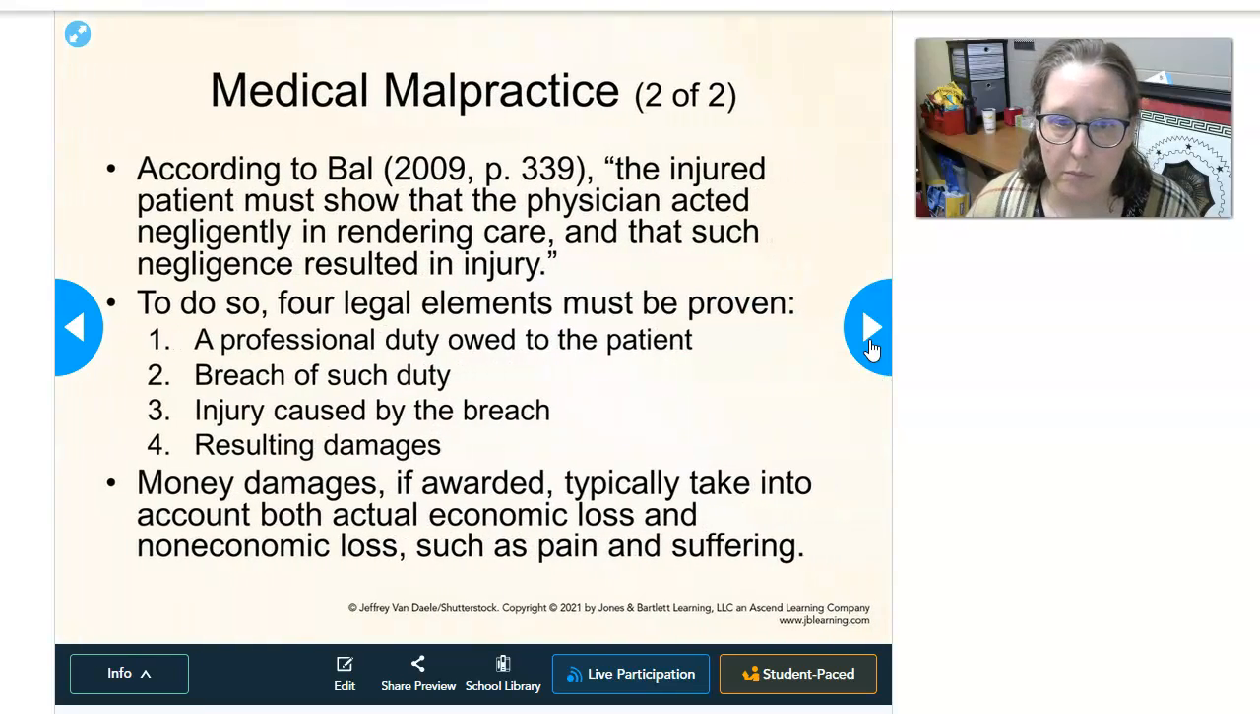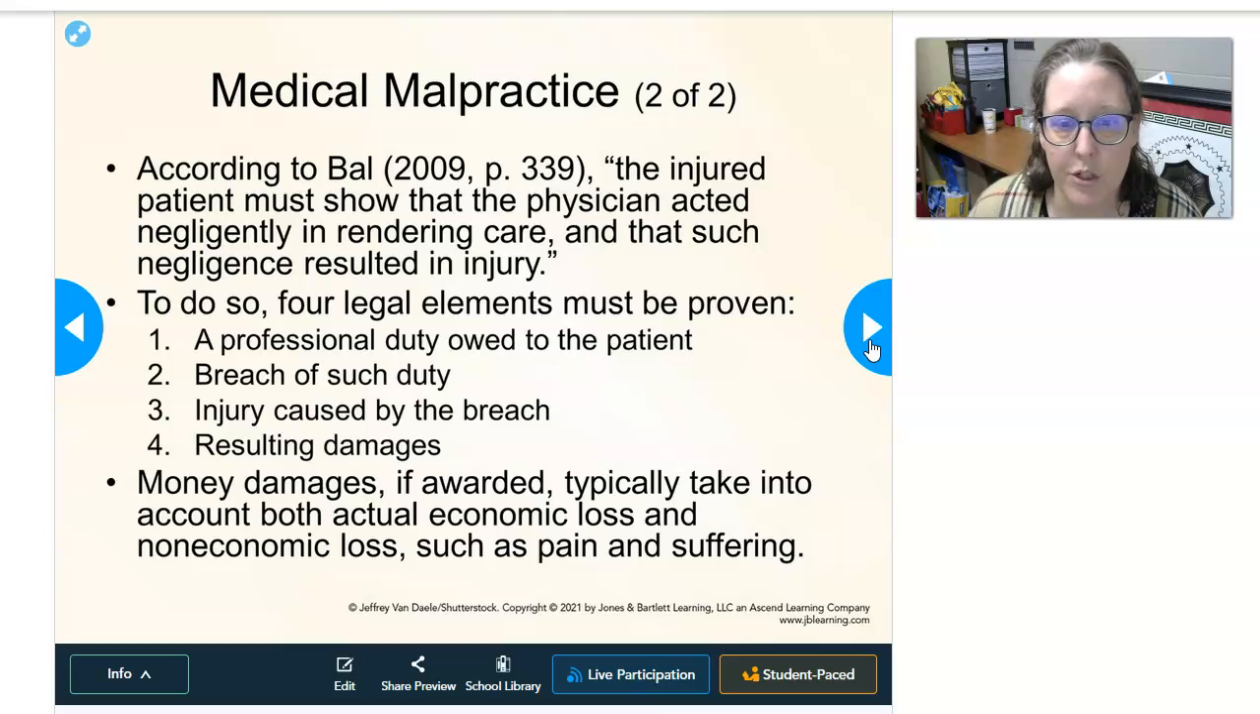That's a lot. According to Bell, the injured patient must show that the physician acted negligently in rendering care and that such negligence resulted in the injury. So to do so, there are four legal elements that have to be proven. One, there was a professional duty owed to the patient by the physician. So maybe in our case, the physician was supposed to fix their right knee, and instead they went and operated on the left knee.